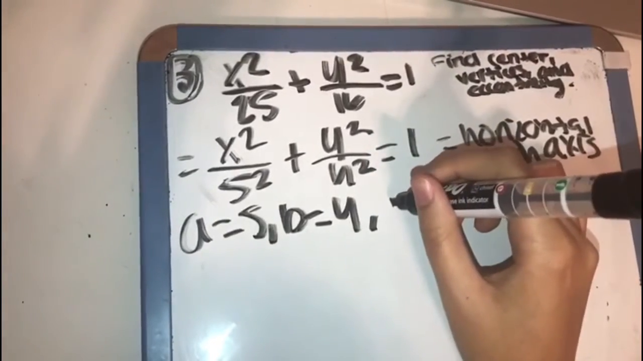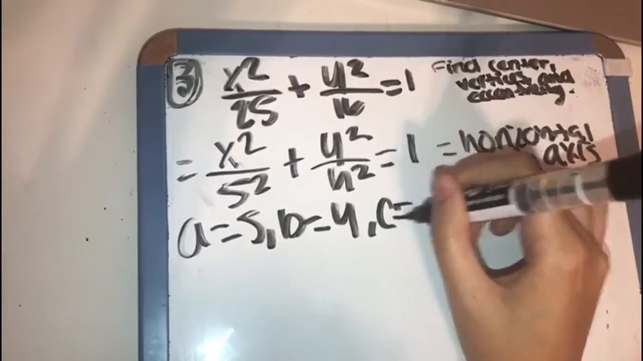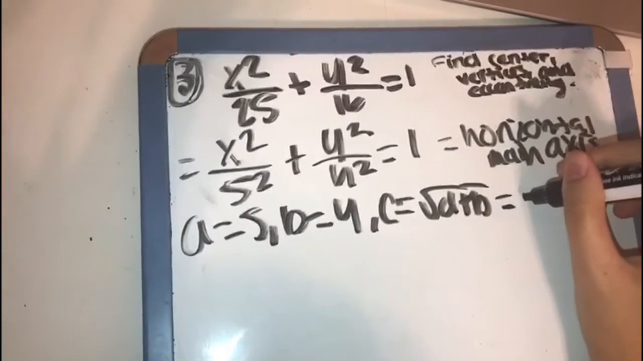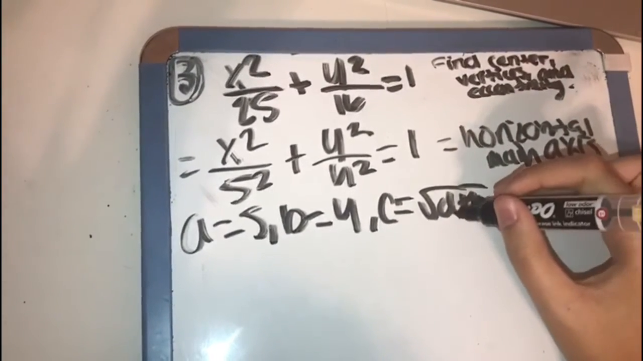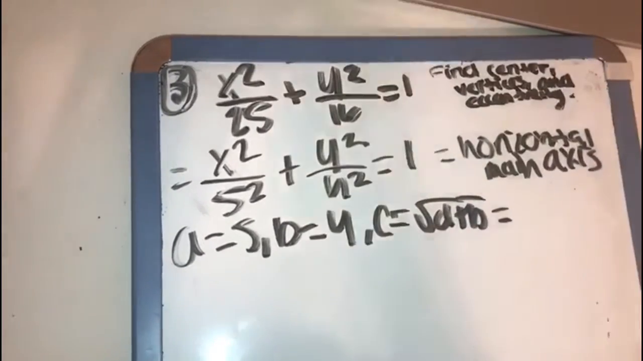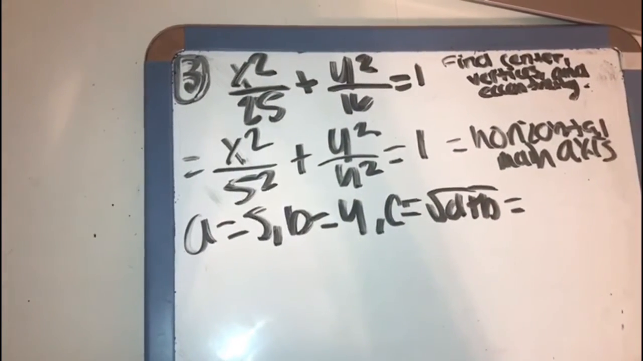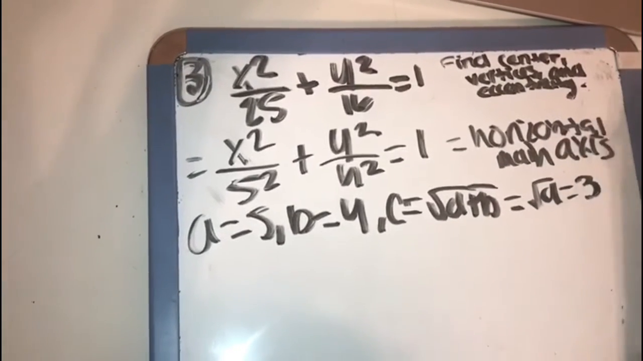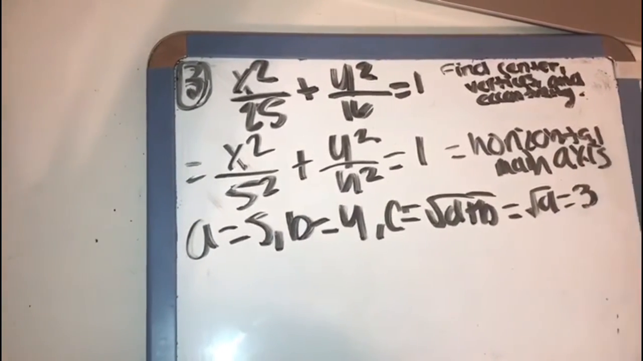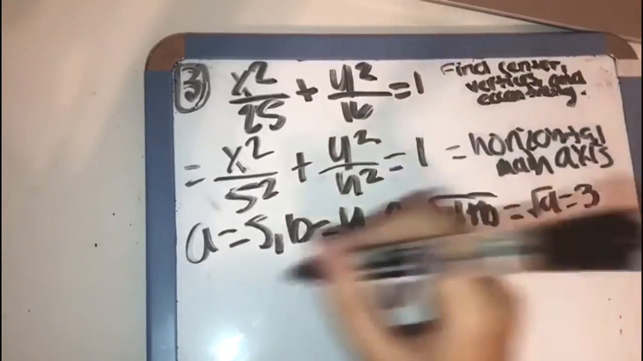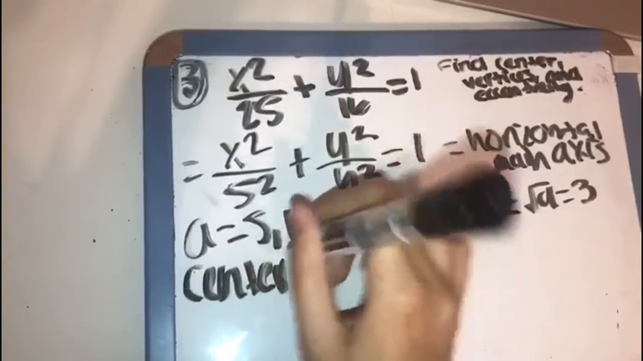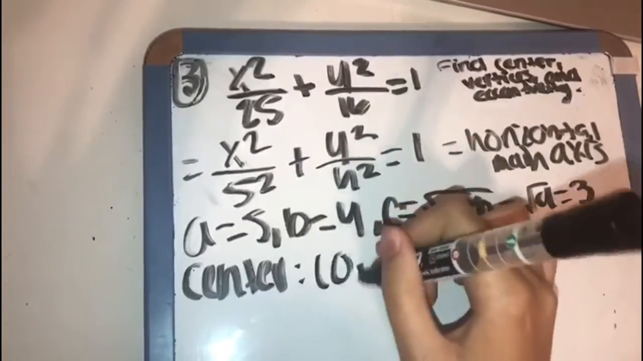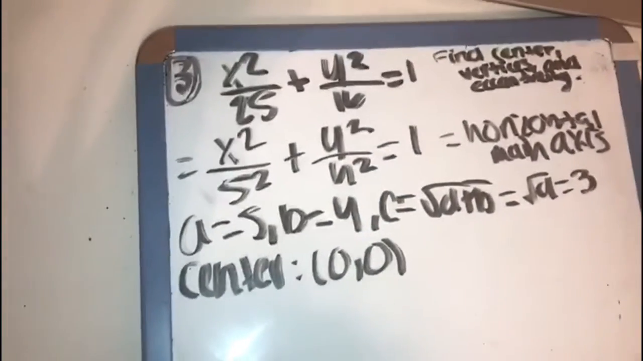Now c: if you want to find c, you would have to do a squared minus b squared. So a squared minus b squared, 25 minus 16 is 9, so that means c squared is 9, equal to 3. So we found c, which is 3. The center we have here is 0, because we don't really have anything for the center. It doesn't really mention anything for the center.